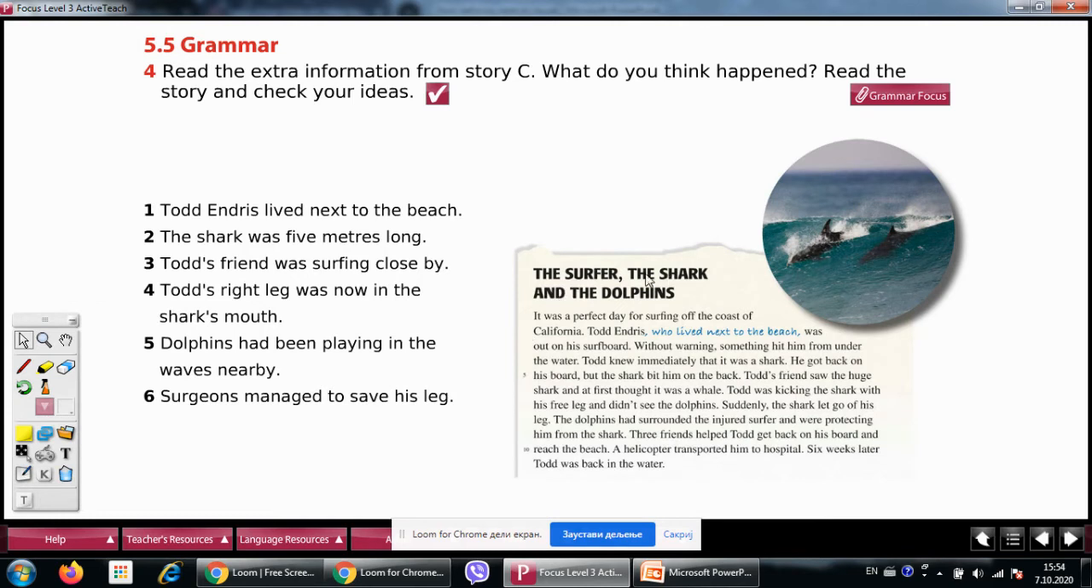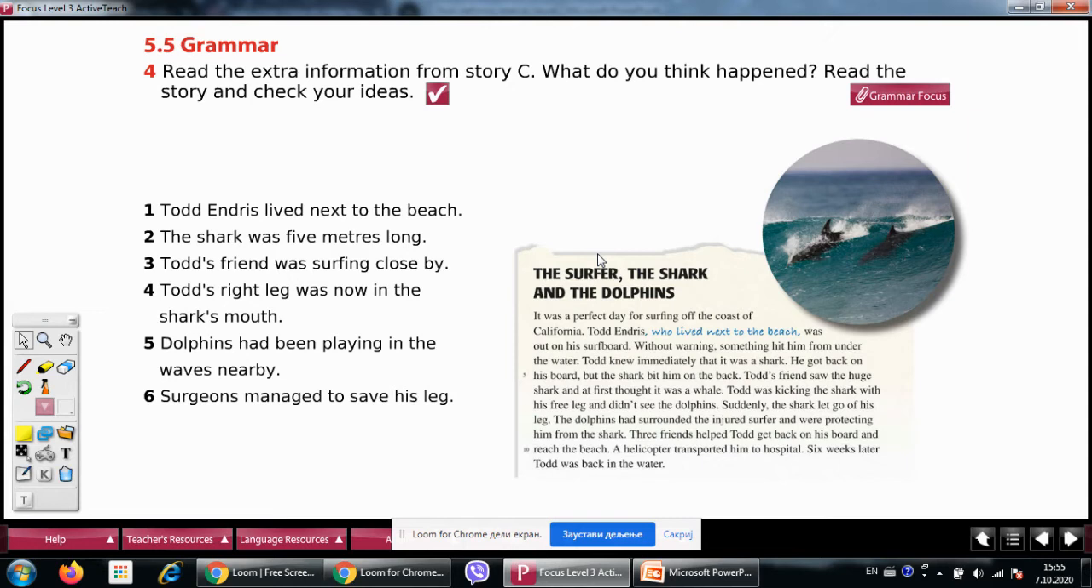The surfer, the shark, and the dolphins. It was a perfect day for surfing off the coast of California. Todd Andrews, who lived next to the beach, was out on his surfboard. Without warning, something hit him from under the water. Todd knew immediately that it was a shark. He got back on his board, but the shark bit him on the back. Todd's friend saw the huge shark and at first thought it was a whale. Todd was kicking the shark with his free leg and didn't see the dolphins.